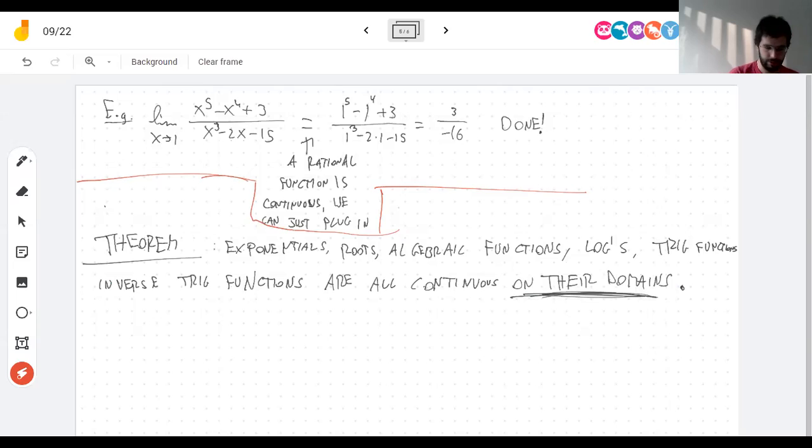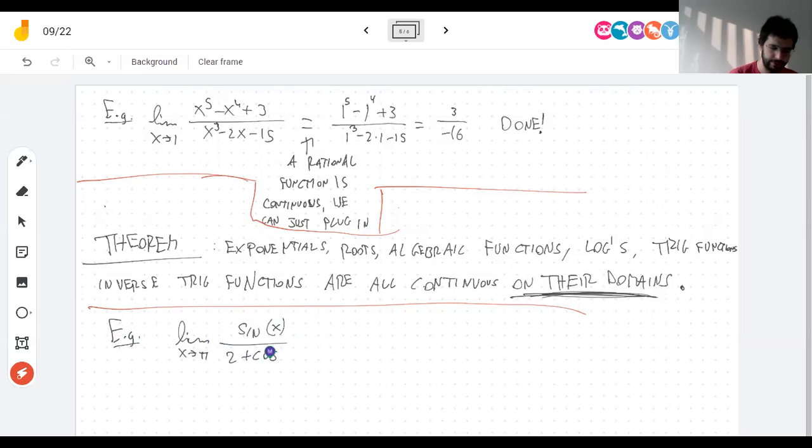So, I mean, this is great. It means we don't have to think very hard about a lot of things. For example, this example is from the book. Try to compute this limit. The limit of sine divided by 2 plus cosine. If this function was continuous, then we would just need to plug in.